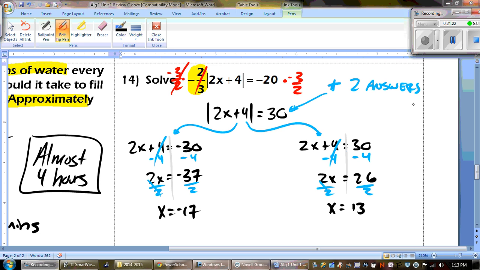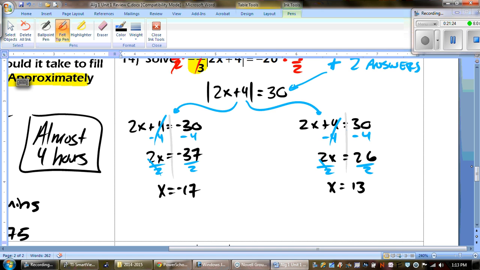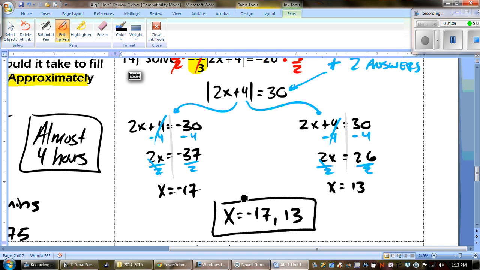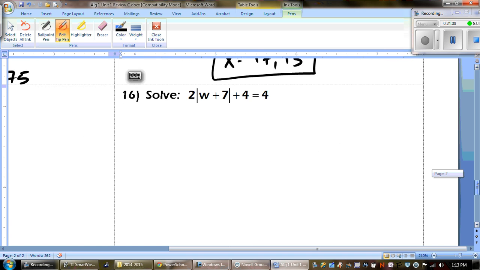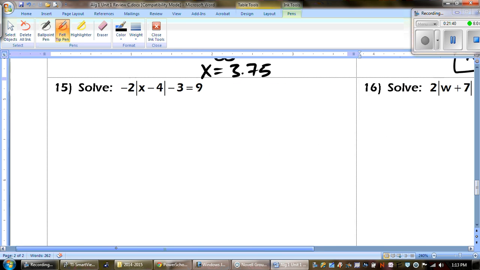Okay, so you should have gotten x equals 13. So when we write our answer, we would say that x equals negative 17 or positive 13. Okay, two more.